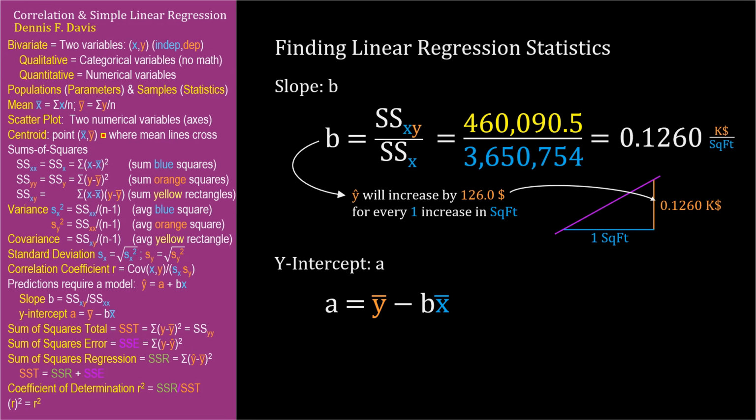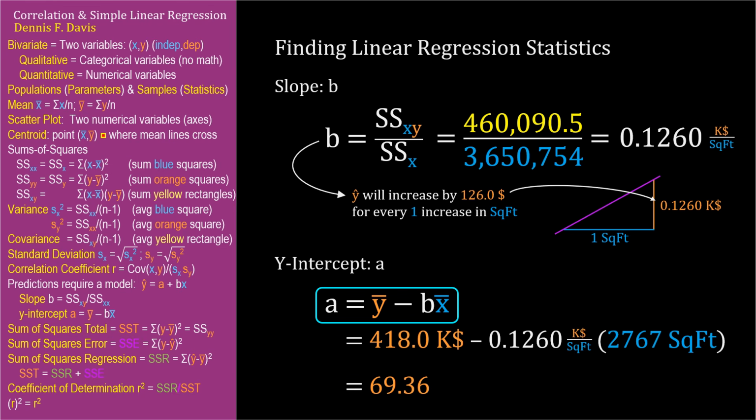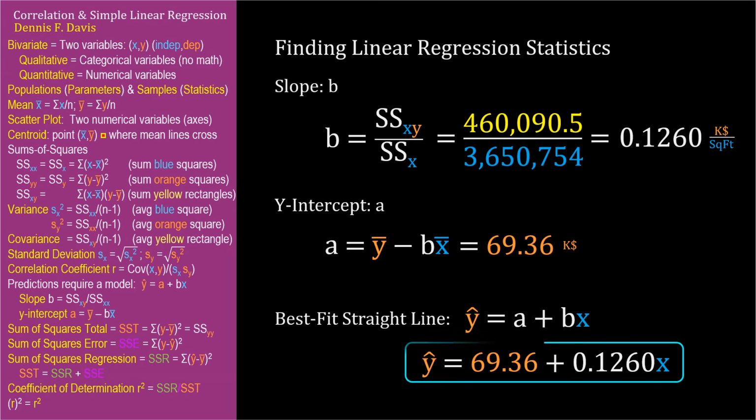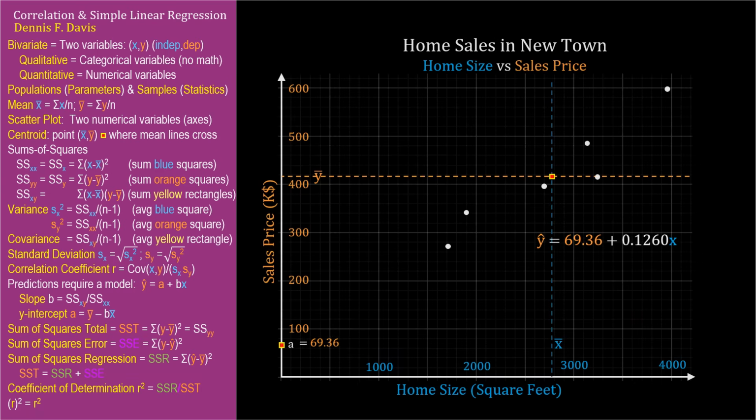For the y-intercept A, all we need is x bar, y bar, and the slope we just found. I'll plug them in and we get 69.36 k dollars. Now that we know the slope and intercept, we know the equation of the best fit line by plugging in: y hat equals 69.36 plus 0.126x. Once you know the y-intercept, it's easy to draw the best fit line on the scatter plot, since it passes through the y-intercept and the centroid.